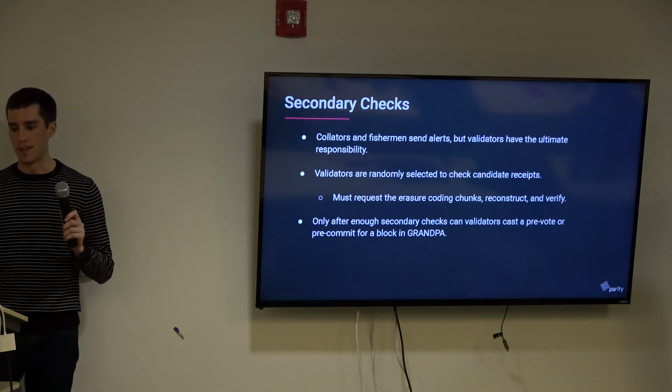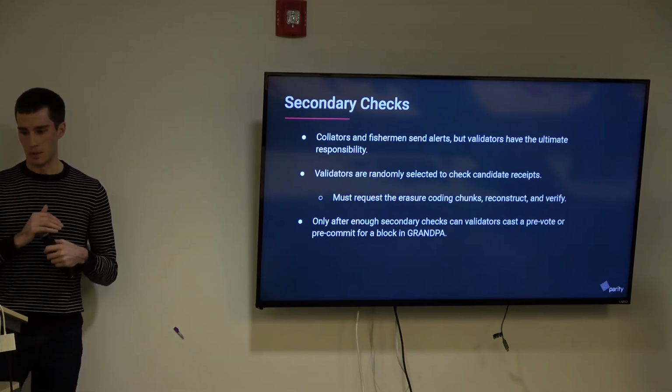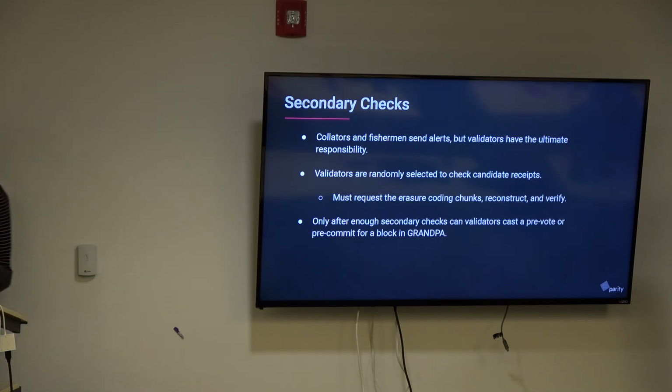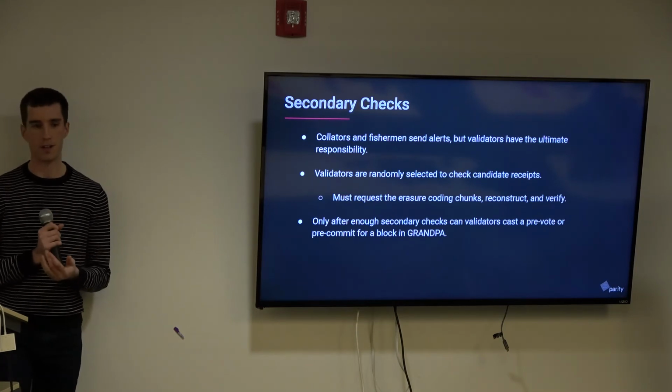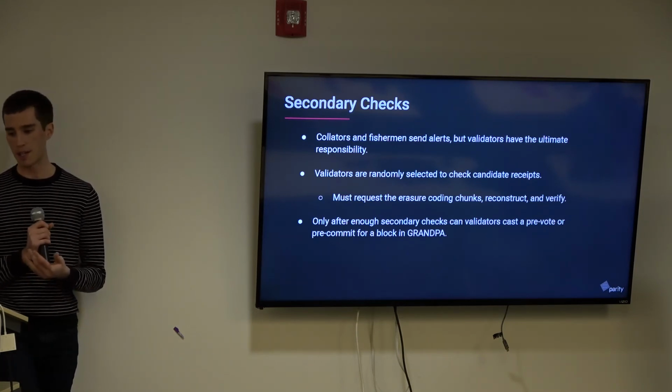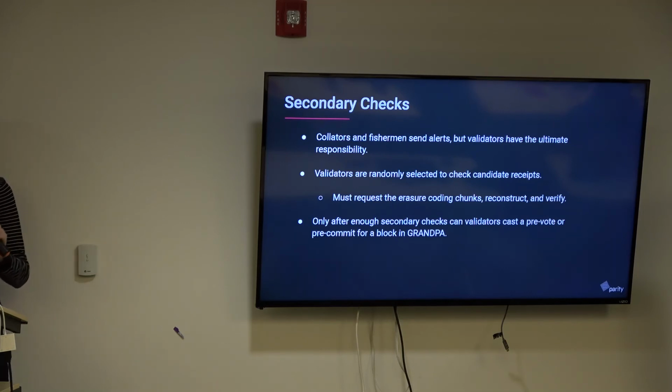So now we're going to start doing some secondary checks. The collators and fishermen can send alerts, but it's still up to the validators to guarantee the finality of this chain and the validity of it. So we just randomly select more validators to construct and execute these blocks. Not the 10 that were on a parachain, we just randomly select some validators around Polkadot and say, hey, ask for the erasure coding of this block, reconstruct it, and validate it.